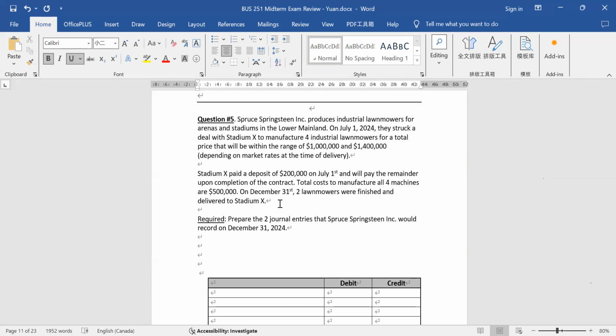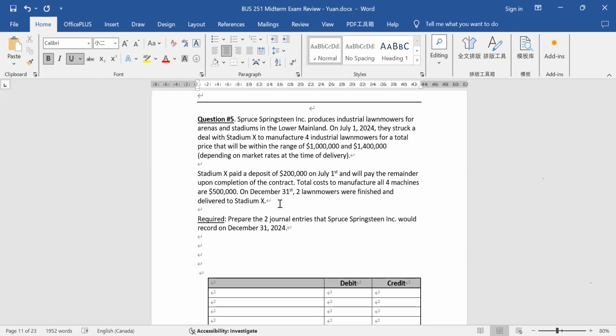When you see a deposit, please note it down. It's always deferred revenue, because you haven't provided the service yet, but they paid you money already. You get the cash, so it's deferred revenue. It cannot be recognized as revenue yet. And they will pay the remainder upon completion of the contract.